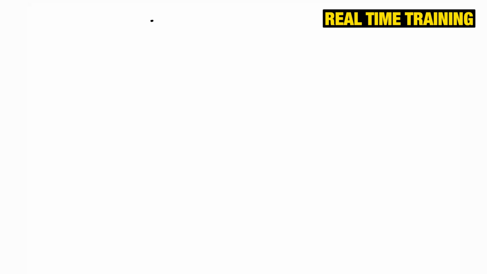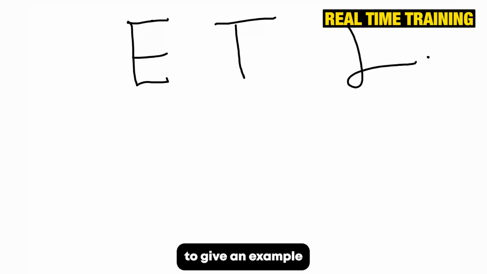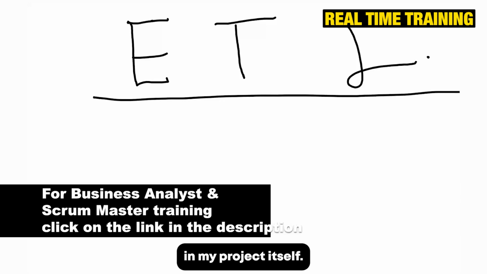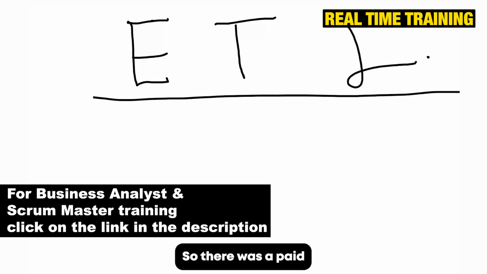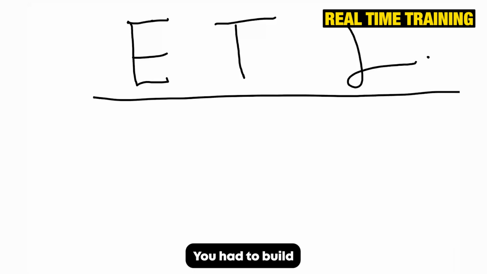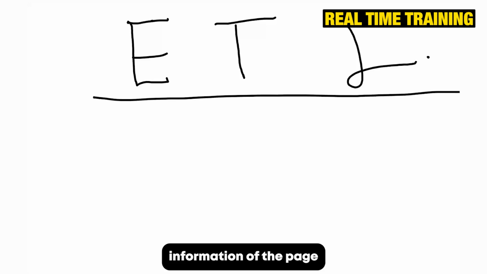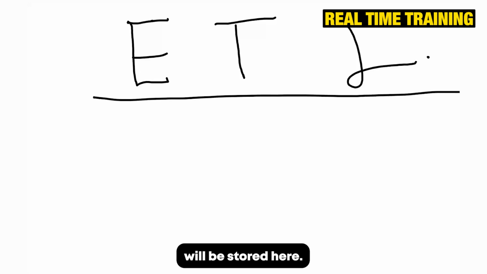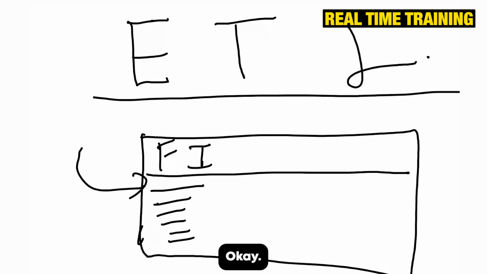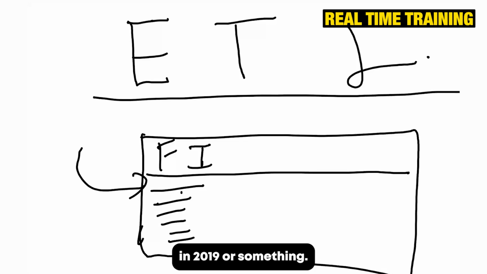Now I'm going to give an example of something that happened in my project itself. There was a page named the factory information page. We had to build that page. All the information of the factory will be stored in the factory information page. We built this page in 2019 or so.